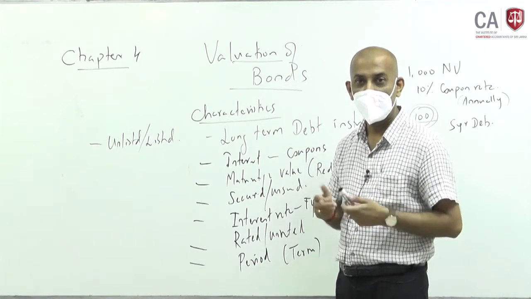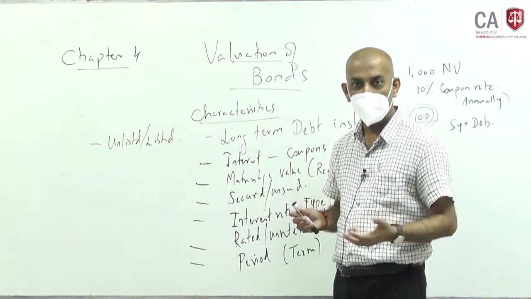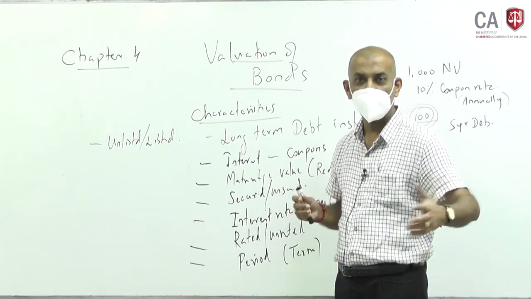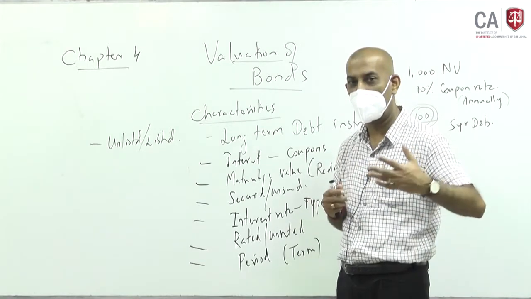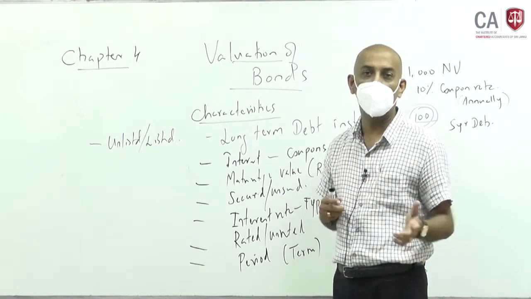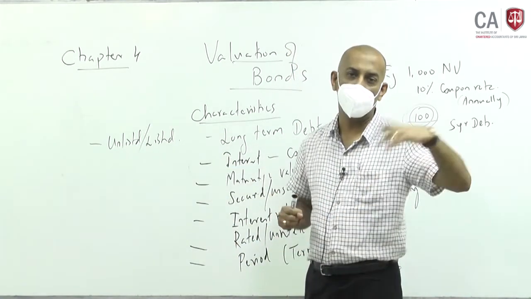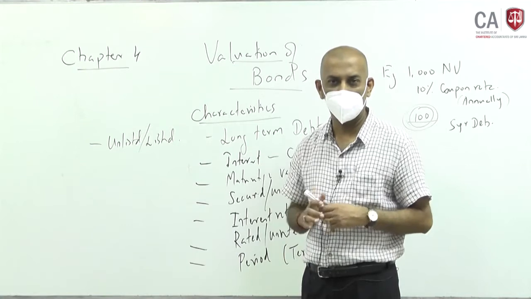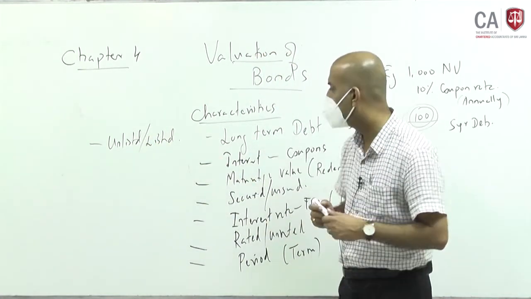You can't trade it. So if you want to liquidate your investment, say you have invested in a 5 year debenture, and 2 years down the road you say I want to liquidate and raise money, I mean I want to realize my investment, you cannot do that with the unlisted one. With the listed one, yes, you can trade it in the market and raise your money. So basically realize your money. So this is another characteristic, listed and unlisted.